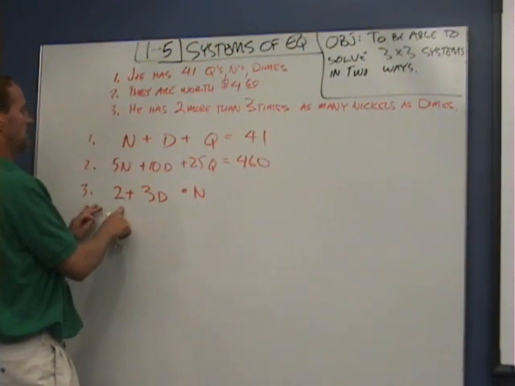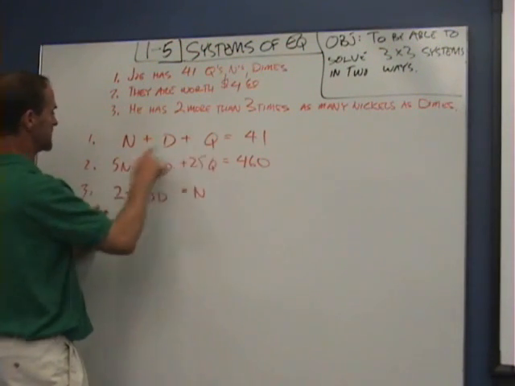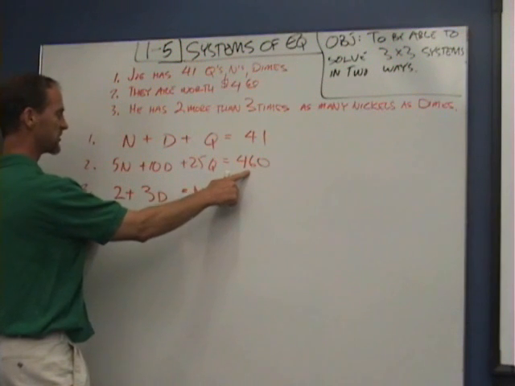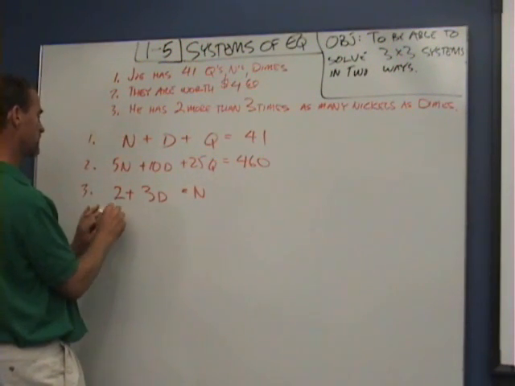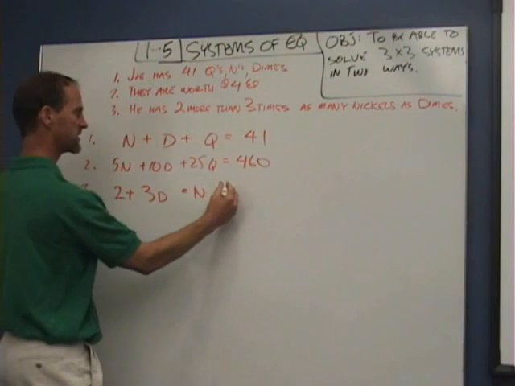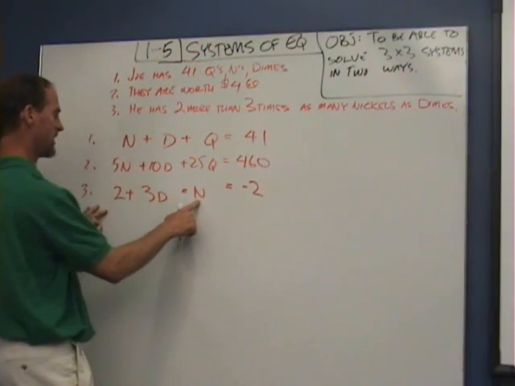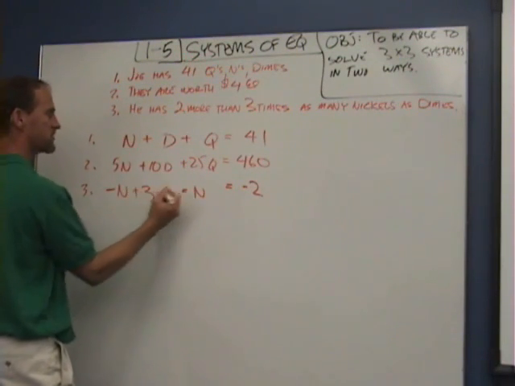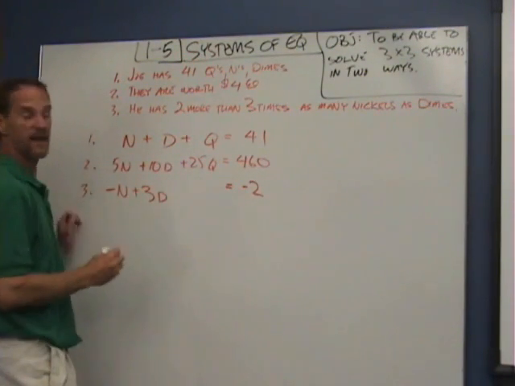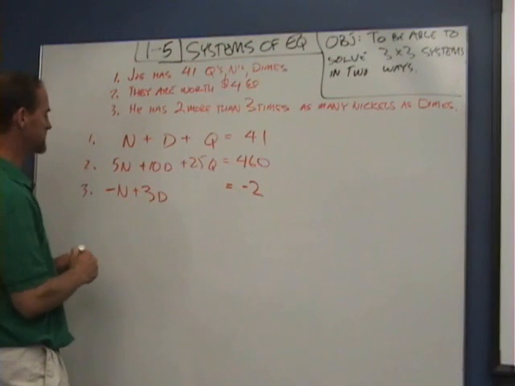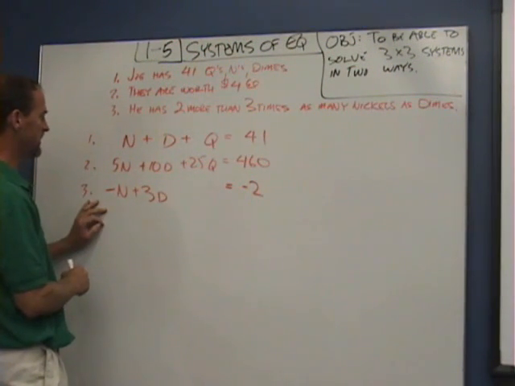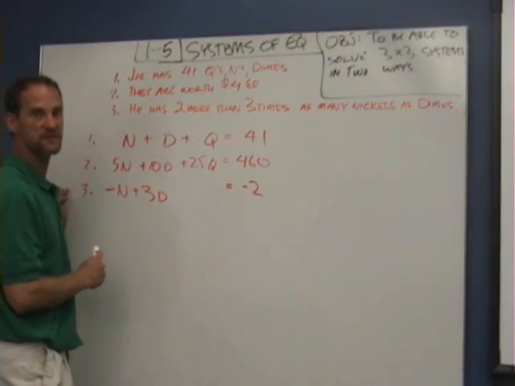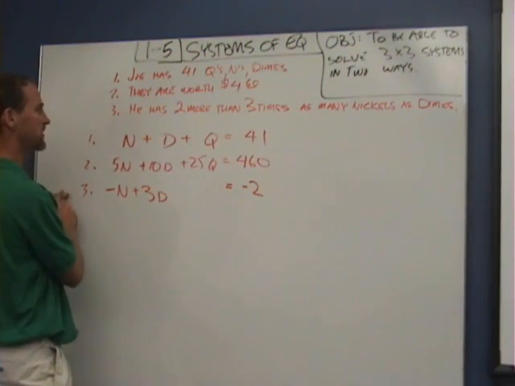Well, this is written differently than these because it goes nickels, dimes, quarters, and then the number. So I'm going to do a little bit of work here and rewrite this by moving the 2 over to this side and being -2, and moving the n over to this side and being -n + 3d = -2. All right, if you need to pause it again and work that out on your own, you can do it, but that is correct. By putting these in standardized form like this, it makes it a lot easier to use our calculator in a minute, which we're going to do.